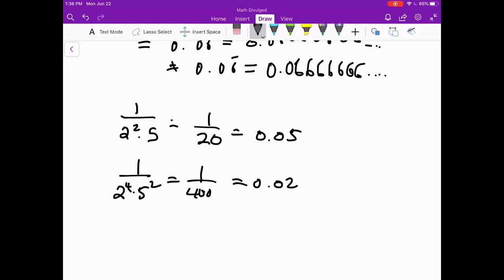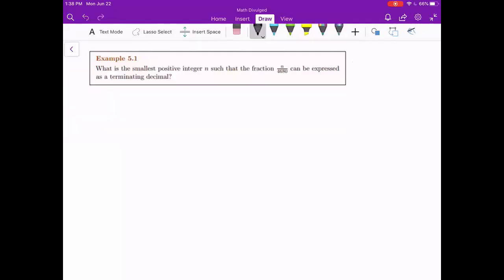0.025. This also terminates. But as soon as we introduce factors that are not 2 or 5, like 1 over 3 times 7, 1 over 21, this is equal to 0.416 repeating. This does not terminate. So a fraction or a decimal only terminates if the denominator of its fractional representation only has powers of 2 or 5. And this leads into our next question, which is pretty straightforward if you keep that in mind.